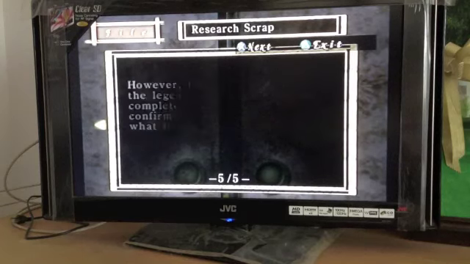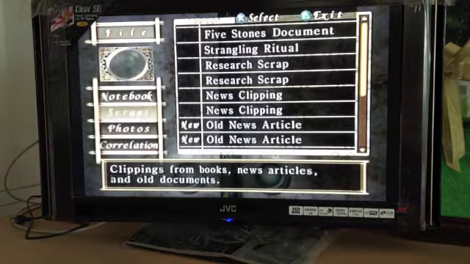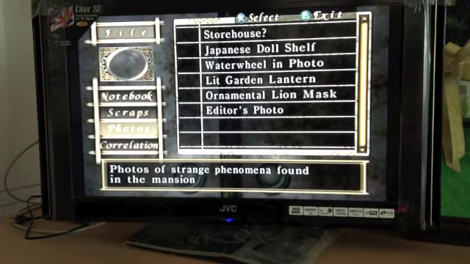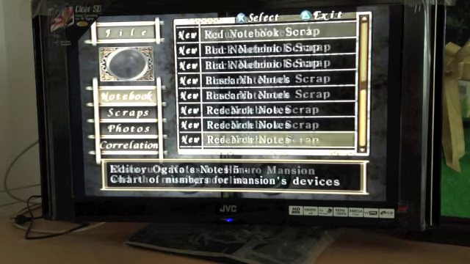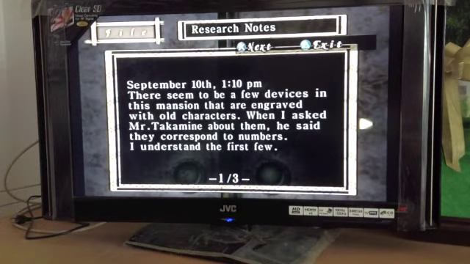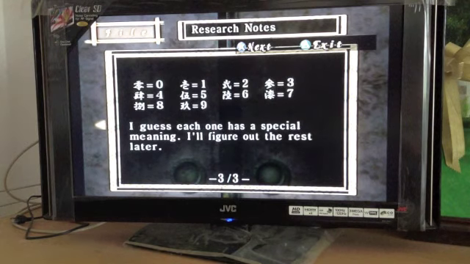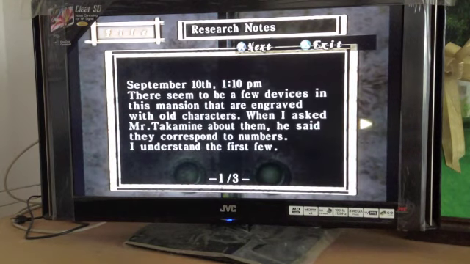Probably not this one. Oh, how did I miss this one? What is this? September 10, 1:10 p.m. There seem to be a few devices in this mansion that are engraved with old characters. When I asked Mr. Takamine about it, he said they correspond to numbers. Oh, okay, so this is where I'm supposed to get the clues, huh?